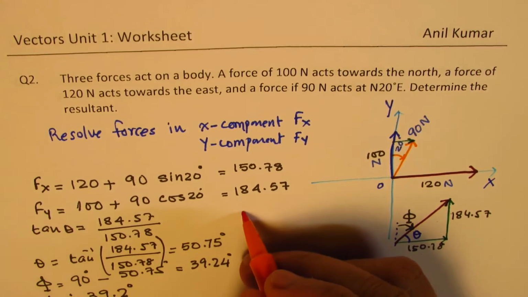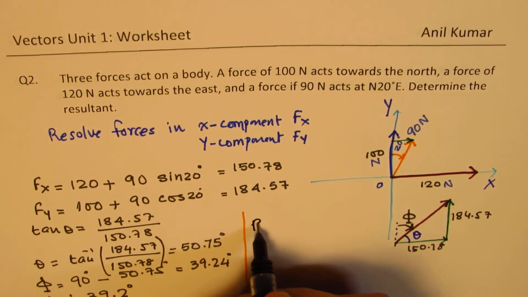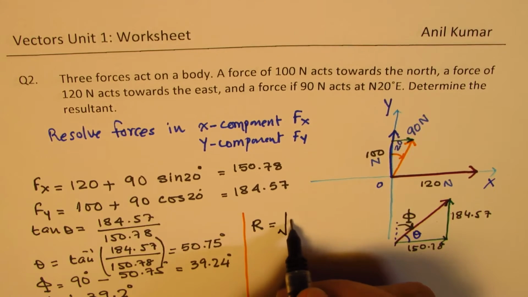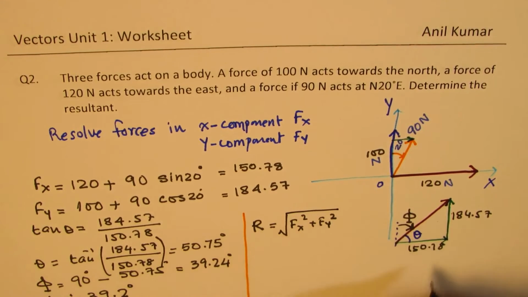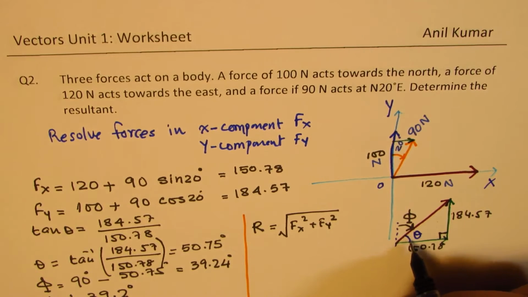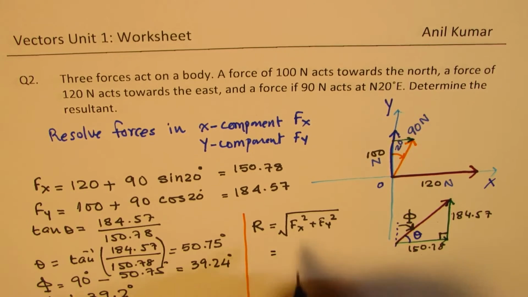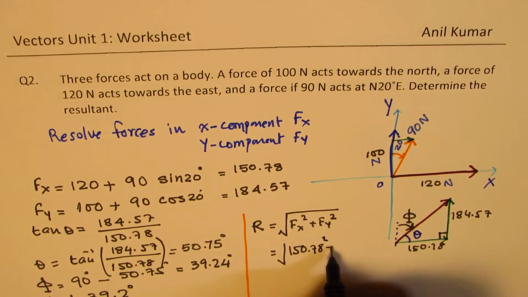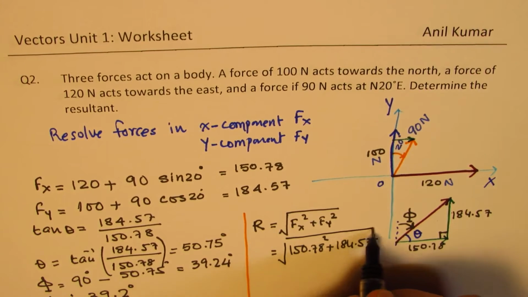Now let's also find the magnitude of the resultant. So the resultant force will be what? These are the two components, right? So it is f of x square plus f of y square, right? Since that is a right triangle. We got x and y components, theta. So for this right triangle, it will be the square root of f of x square plus f of y square, and that is 150.78 square plus 184.57 square.